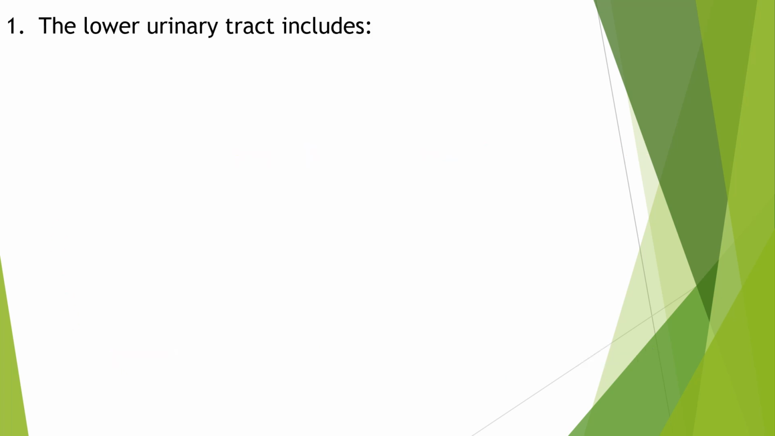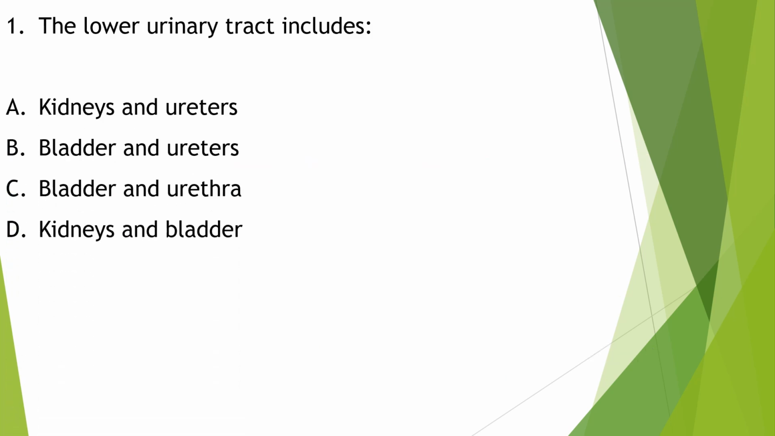The lower urinary tract includes: kidneys and ureters, bladder and ureters, bladder and urethra, or kidneys and bladder. Here you need to know that the kidneys and ureters are part of the upper urinary tract. So the question is about the lower urinary tract, and the answer is bladder and urethra.